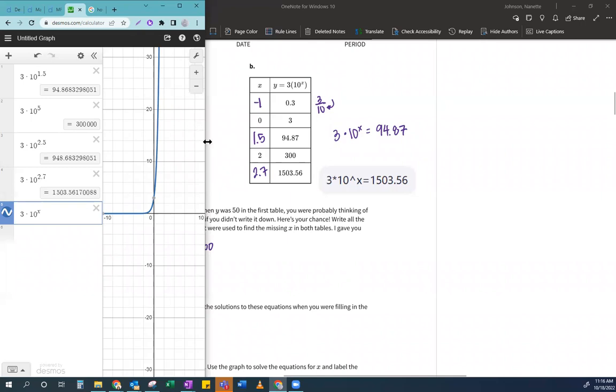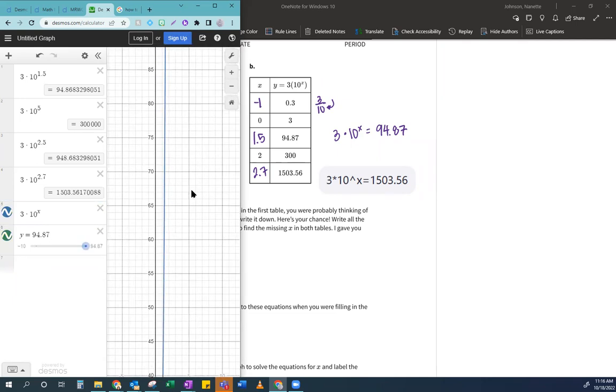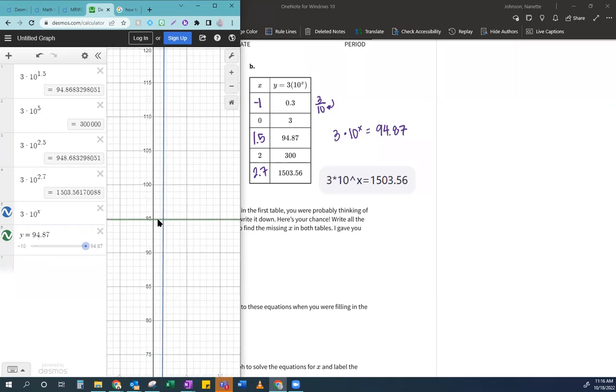Okay, let me show you. I'm going to make this a tad bigger, and I'm going to find out this one. Because I want this equation, I'm looking at this equation. I have this side, and I'm going to plug in this side. Y equals 94.87. Miss Johnson, nothing happened. I know, because y equals 94.87 is all the way at the top there. So let's go there. There it is. There he is right there.